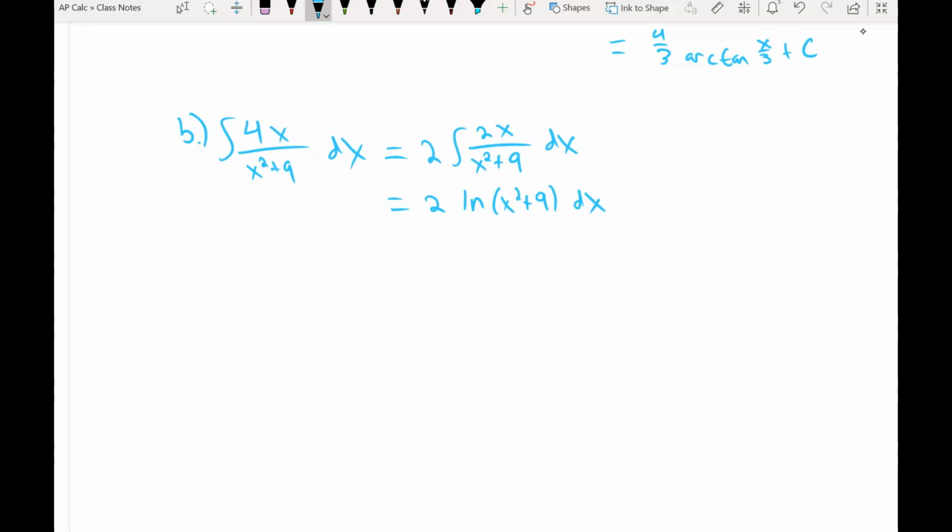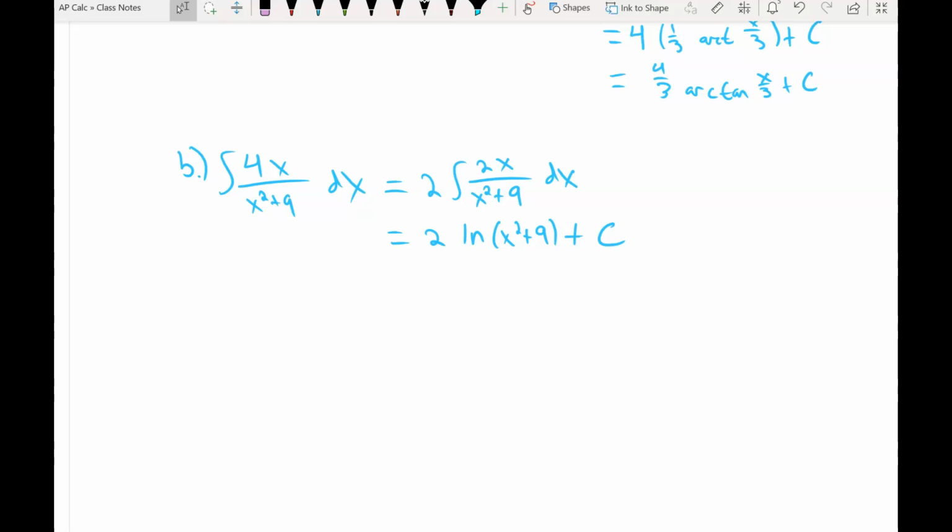And hold on, we're doing an indefinite integral. Also, I evaluated that, so I don't know why I have that dx anymore. It should be plus c. Since it's an indefinite integral, we can have some constant here once we do the antiderivative.